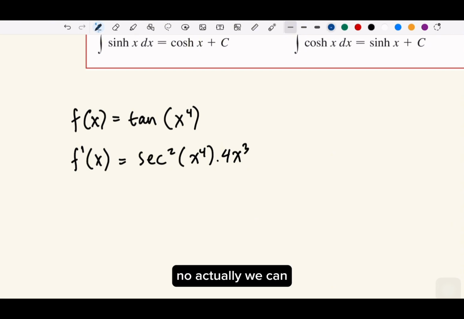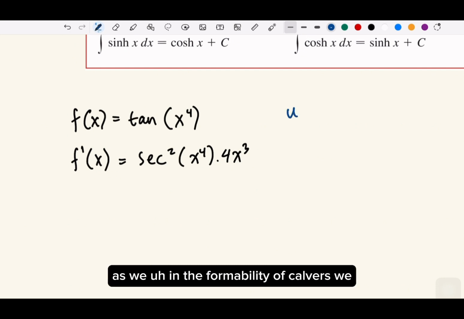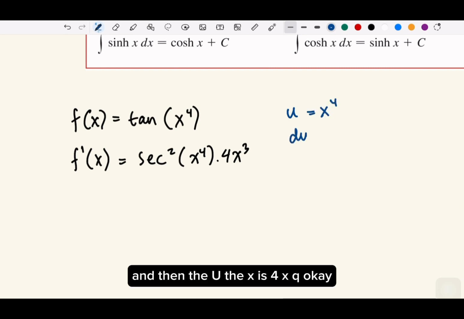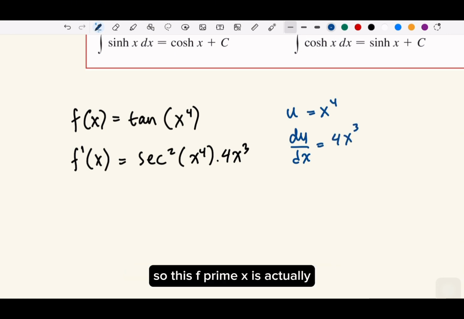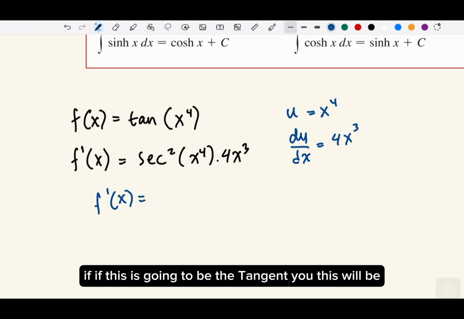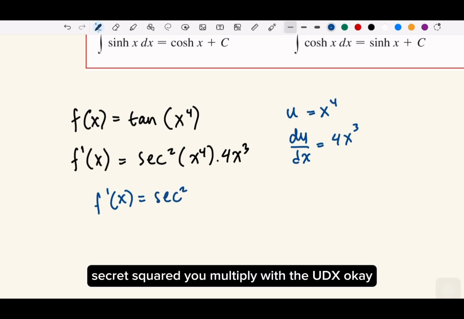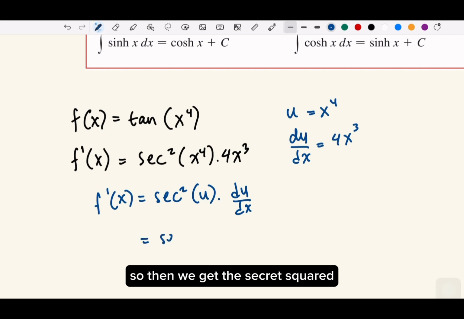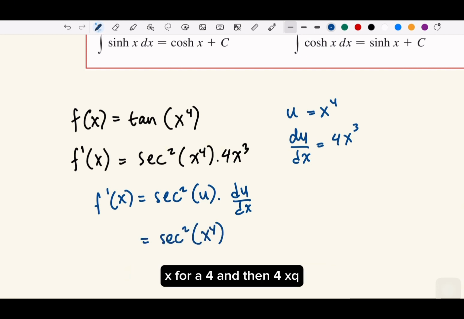Now actually, we can try this formula, or we can substitute, right? As in the fundamental theorem of calculus, we kind of set up the substitution. So let's say we let u equal x to the 4, okay, and then du/dx is 4x cubed. So this f prime x, if this is going to be the tangent u, will be secant squared u multiplied by du/dx, as I think we mentioned before. So then we get secant squared x to the power of 4 and then 4x cubed.